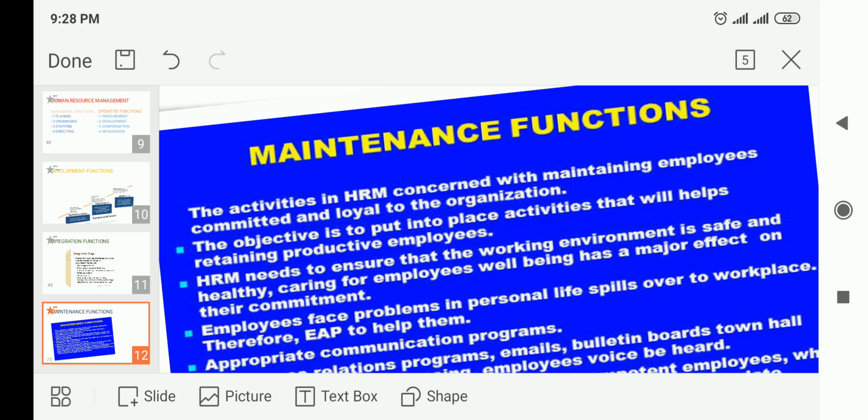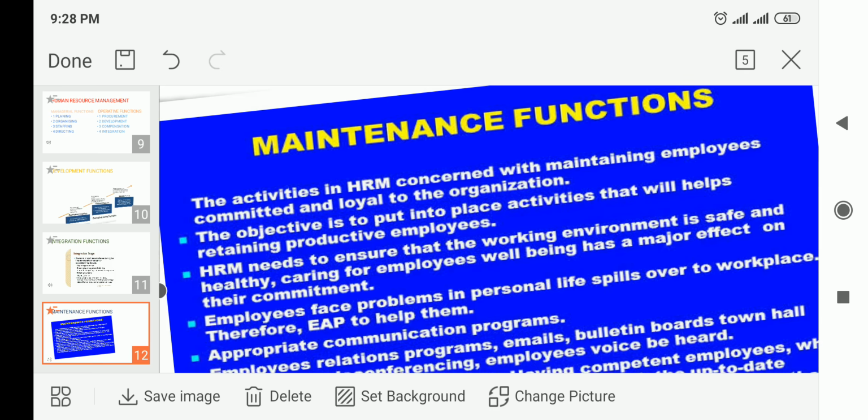Now, point number 2, the objective is to put into place activities that will help retain productive employees. So, what is the objective of the maintenance function? It is to put into place activities that will help retain productive employees. Point number 3, HRM needs to ensure that the working environment is safe and healthy. Caring for the employees is important. If the employees are not cared for properly, they can suffer so many effects. The major effects are there, minor effects are there.